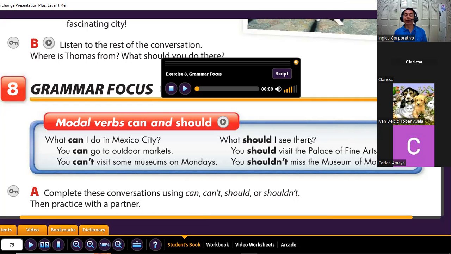Etc. And then you say in affirmative, the subject, you, should, that is the modal in this case, right? And busy, that is the verb. And then the complement, right? And notice the way we make the sentence in negative. You shouldn't. And me, no te debes perder el museo, right? The Museum of Modern Art, right? Questions?